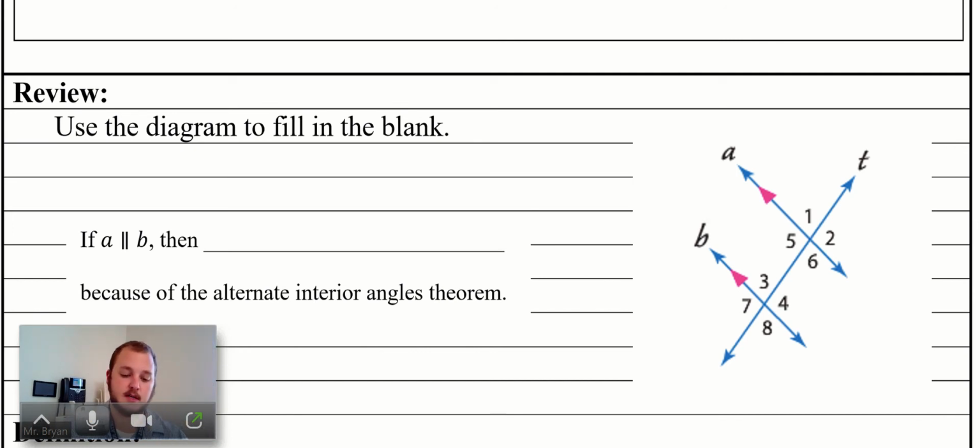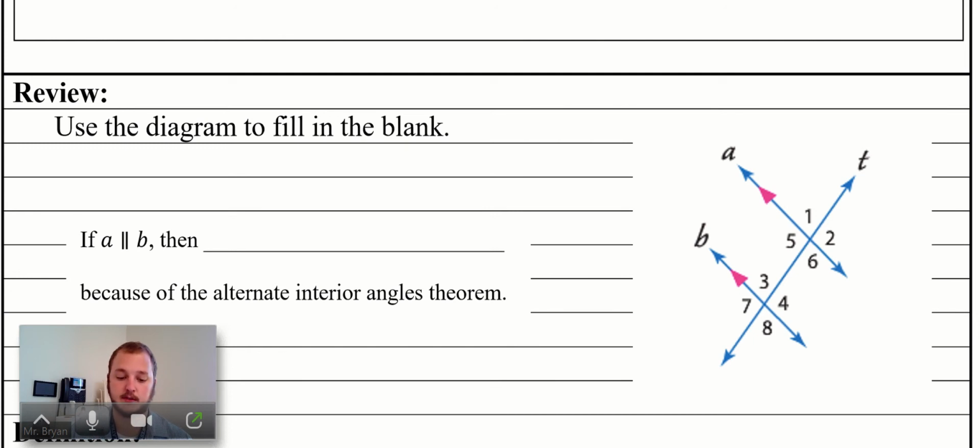So I'm saying if A is parallel to B, then there's something that I know, then blank, because of the alternate interior angles theorem. So this is similar to what we talked about last time. We're saying, okay, if I know that these lines are parallel, what do I know about some of the angles in that picture? And then what is my reason for that? And we're told in this case the reason is the alternate interior angles theorem.